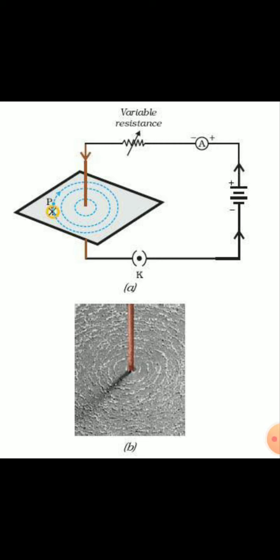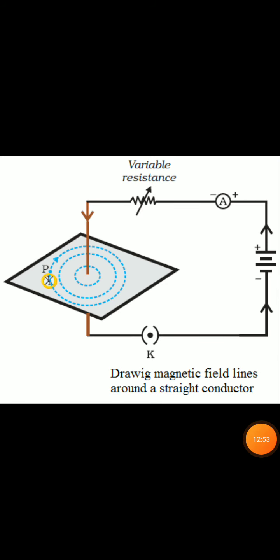Previously, we have also seen in the activities that we used a compass needle. So here also we can place a compass needle at point P over a circle. On any circle, select a point, name it P, place a compass needle there, and observe the direction of the needle. The direction of the north pole of the compass needle would give the direction of the field lines.